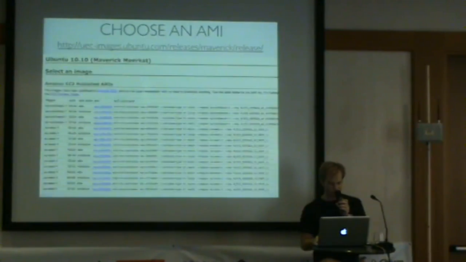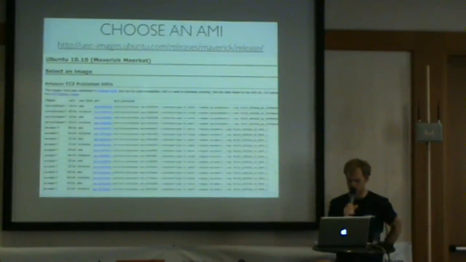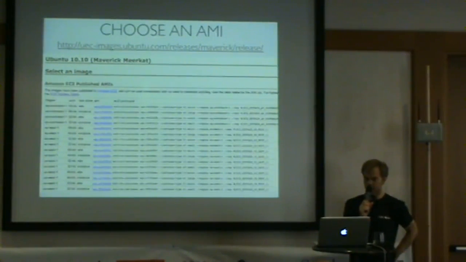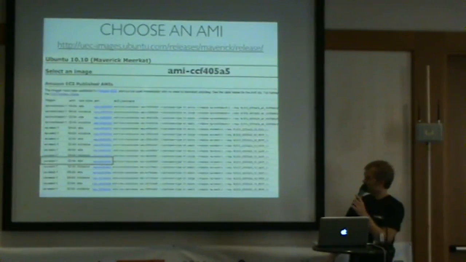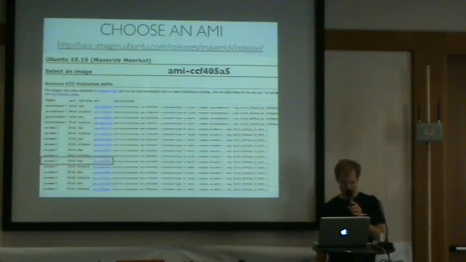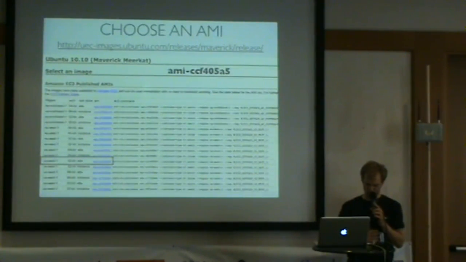The next thing you need to do is find an AMI, and remember that's the Amazon Machine Image. We use the official AMIs from Canonical, so we're using the Ubuntu 10.10 image, which if you go to that URL, you get a list of all of them. That's the one we'll use for this example. The first part here is US East, the region that the AMI is located in.